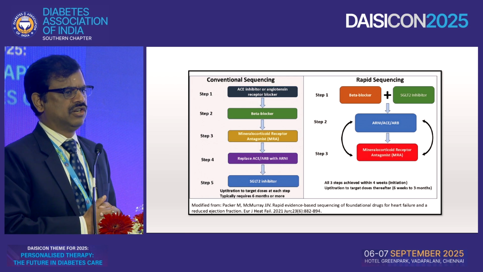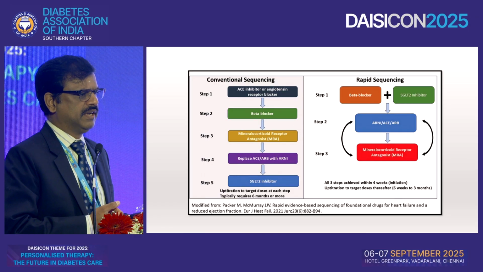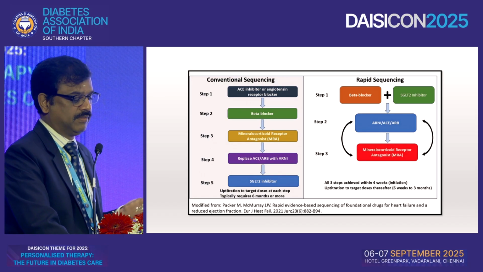So initially, SGLT inhibitors do not have any contraindication. You put the patient on SGLT inhibitors. If there is euvolemia, you can put a beta blocker. Based upon the kidney function, you can use other medications in line.